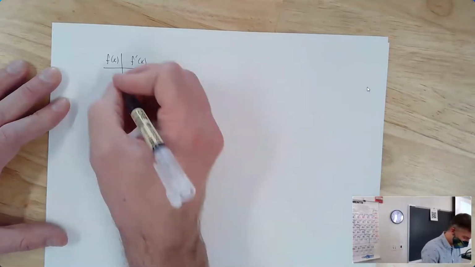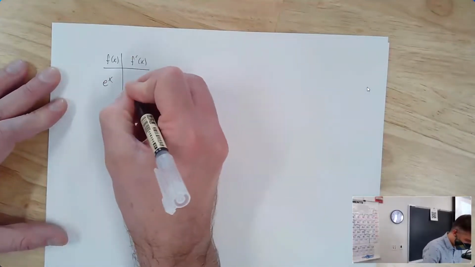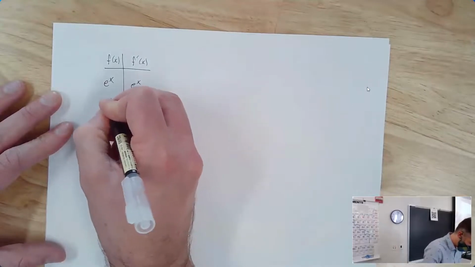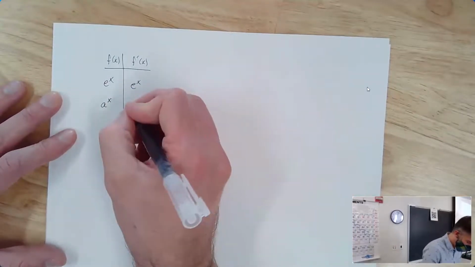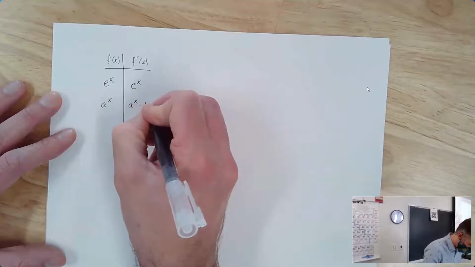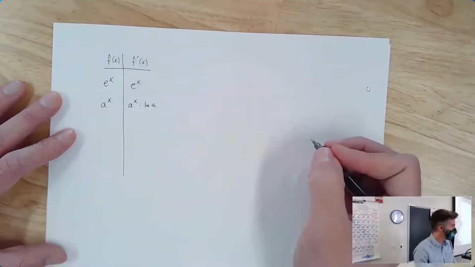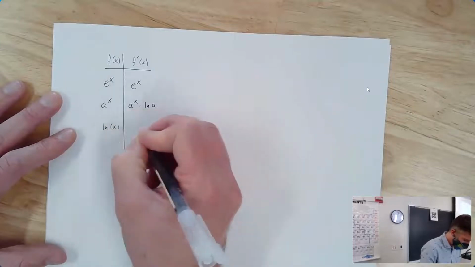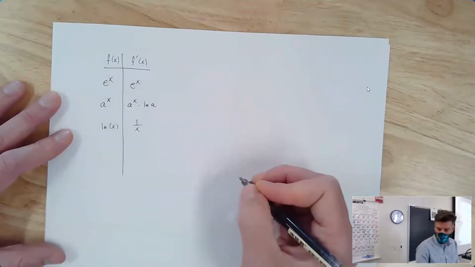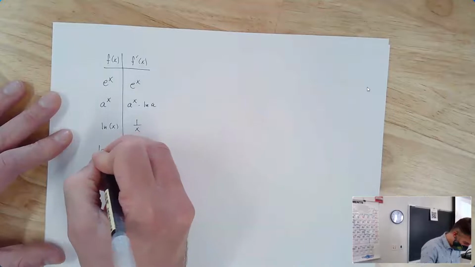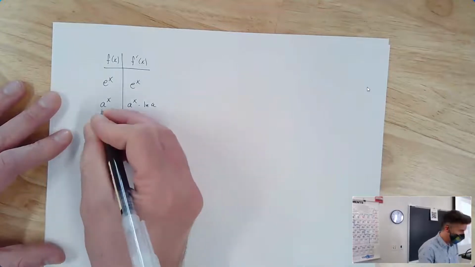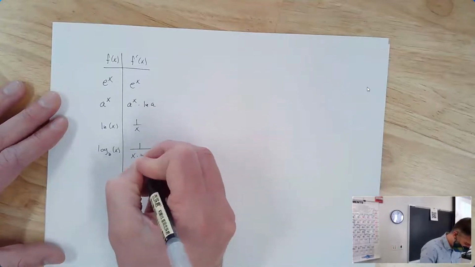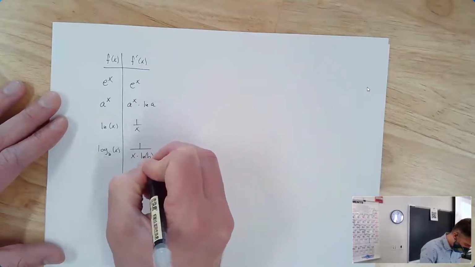So if your function is e to the x, the derivative is e to the x. If your function is some other base, a to the x, the derivative is a to the x times the natural log of that base. If your function is the natural log of x, the derivative is 1 over x. And if your function is log base b of x, I should have used b there, but I didn't, sorry. The derivative is 1 over x natural log of b.